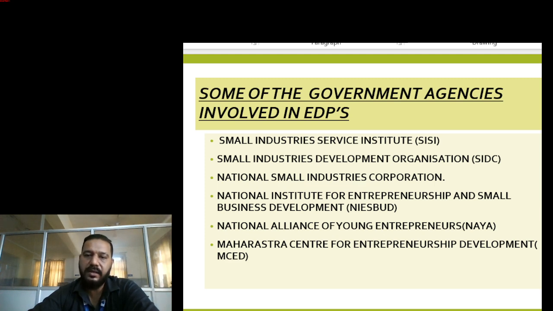The third agency is the National Small Industries Corporation. Fourth is the National Institute for Entrepreneurship and Small Business Development, called NISBUD also. This is a very popular agency which is working for entrepreneurial development programs. And the next agency is the National Alliance of Young Entrepreneurs, in short also called NAYA. This is also working very well for EDP programs. Next agency is the Maharashtra Center for Entrepreneurship Development. These are a few agencies which are working for Entrepreneurial Development Programs, of which NISBUD is very popular.